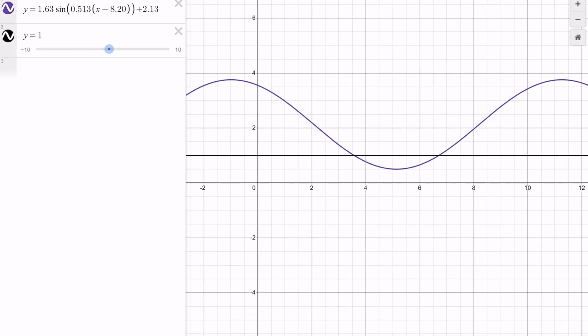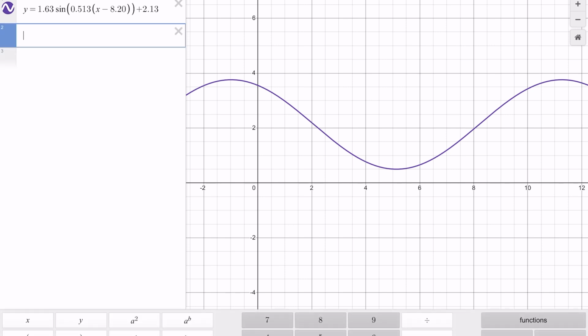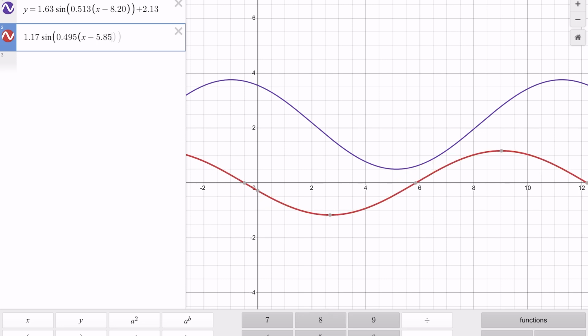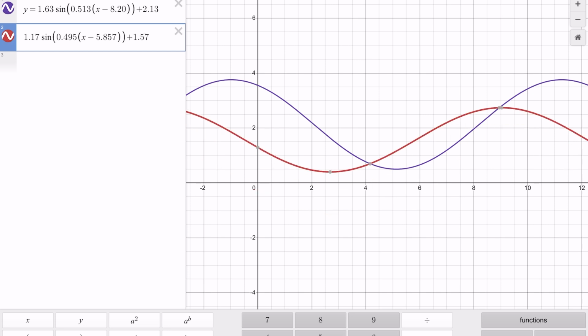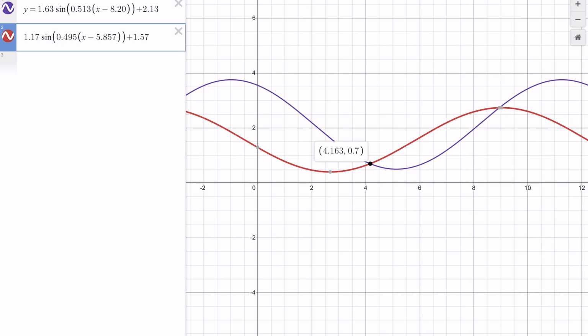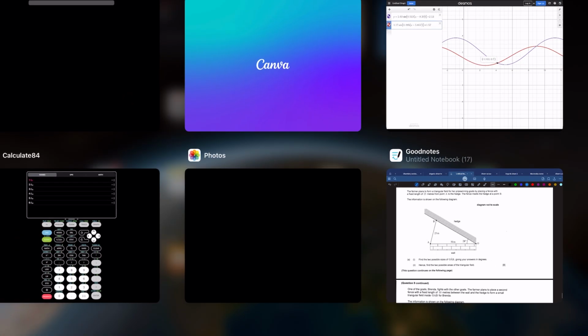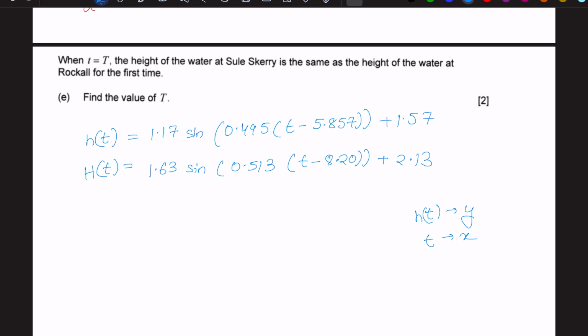Now moving on to our Desmos. I already plotted the second curve here. I just have to plot the first one, 1.17 sine of 0.495 x minus 5.857, plus 1.57. If you do this, this will be the first point of intersection, which is 4.163. So they first intersect at t equals 4.163, and this will be your answer, 4.163 hours.